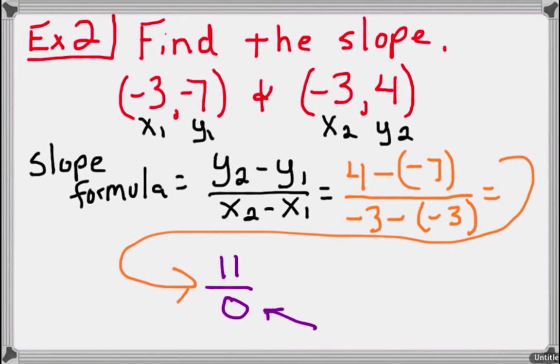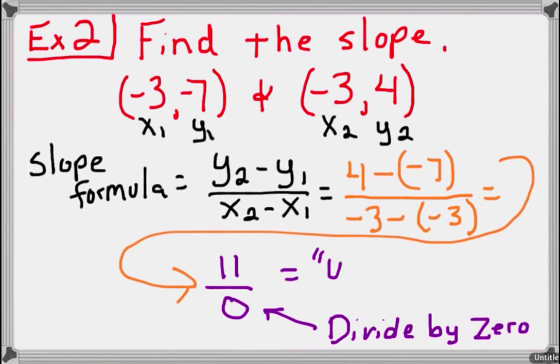Okay, now there's a problem there. You cannot have 0 on the bottom. I mean, you can, but what's going to happen is if you divide by 0 on a calculator, you're going to get an error. What that means is our slope is going to be undefined. Okay?